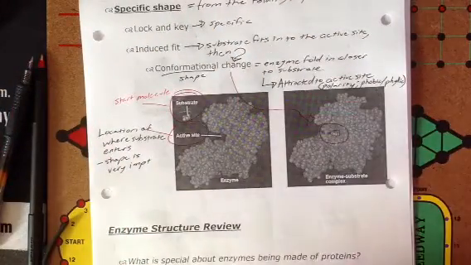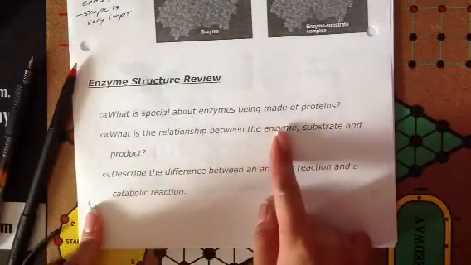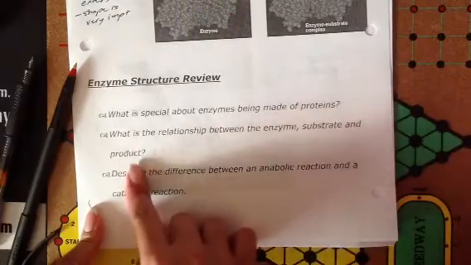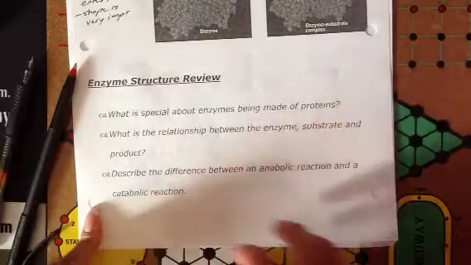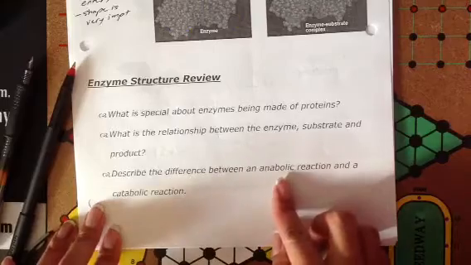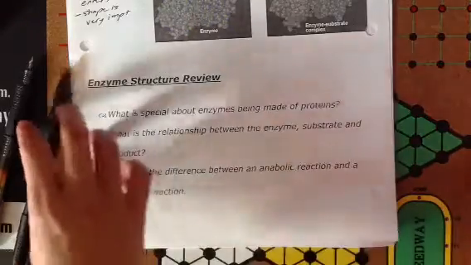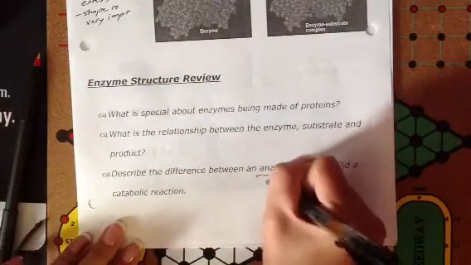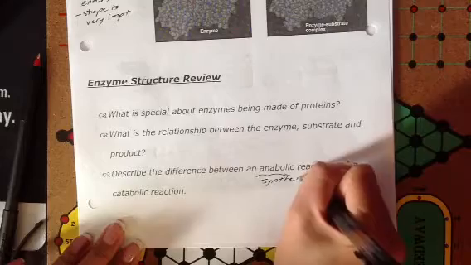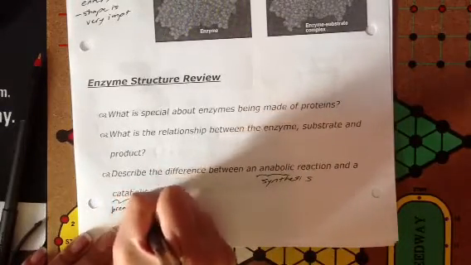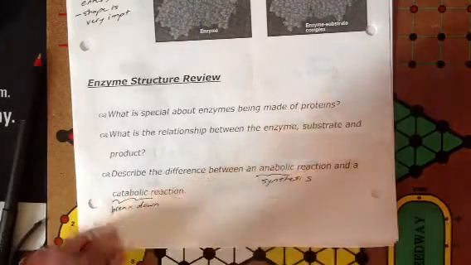So again, we want to make sure that we review what is special about enzymes, and what is the relationship between the enzyme, substrate, and products. You want to look back over that diagram of the entire process. And you also want to be able to describe the difference between the anabolic reaction and catabolic reaction. And just as a little hint or reminder, anabolic is a synthesis reaction, and catabolic is a breakdown reaction. Okay?